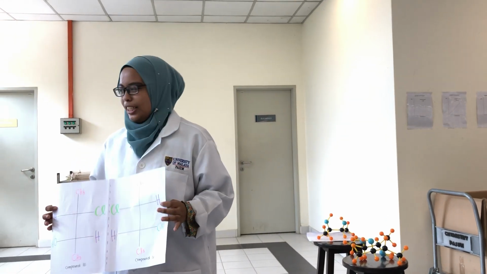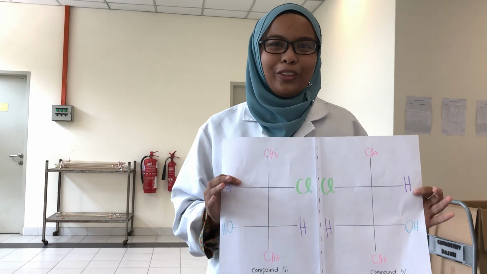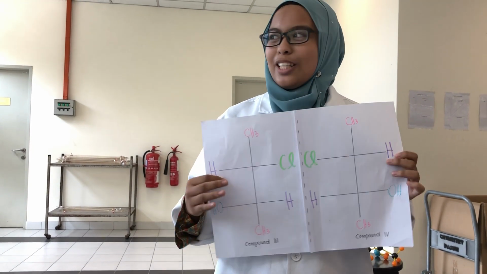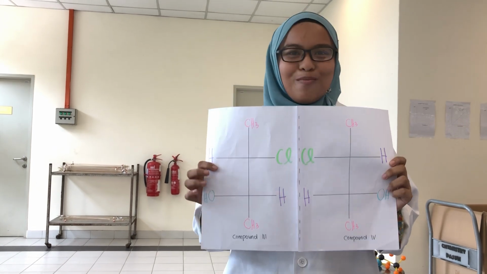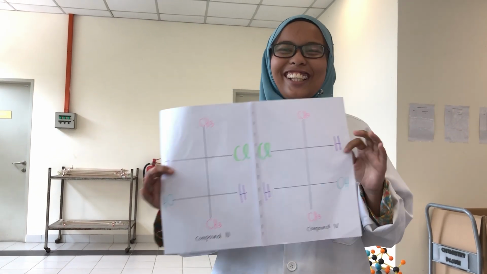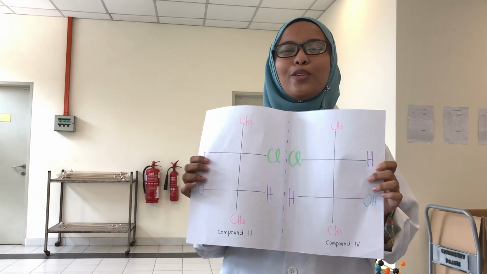So as you can see, compounds 1, 2, 3, and 4, these are diastereomers. That means they are not mirror images of each other, so that you can differentiate them. Okay, so we will move to the next compound.